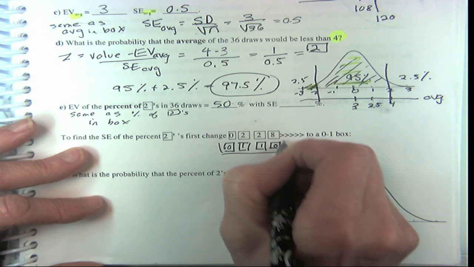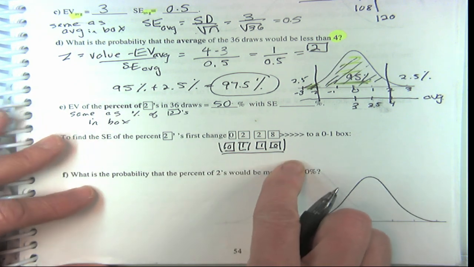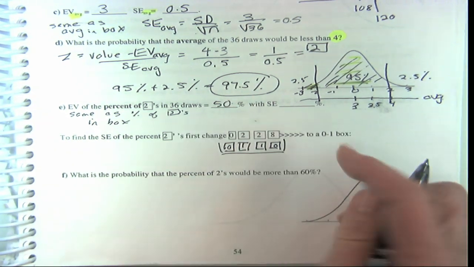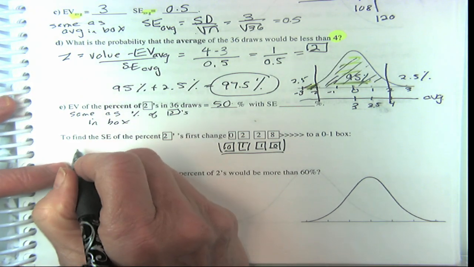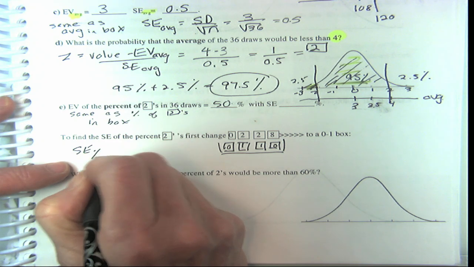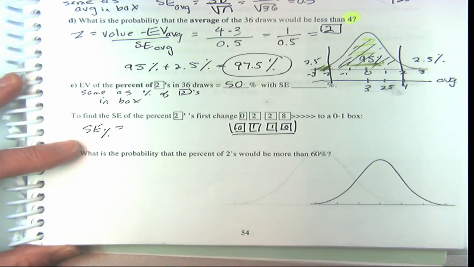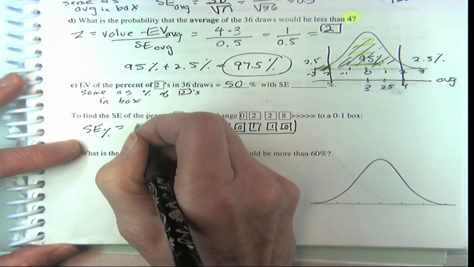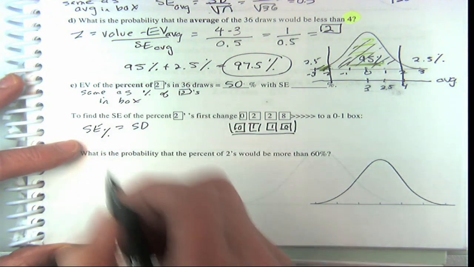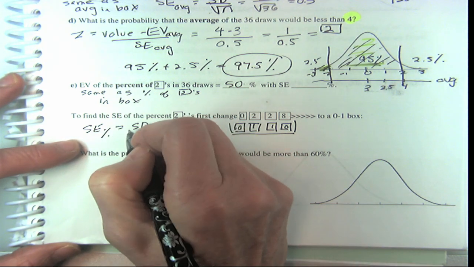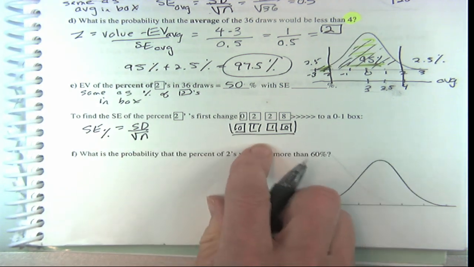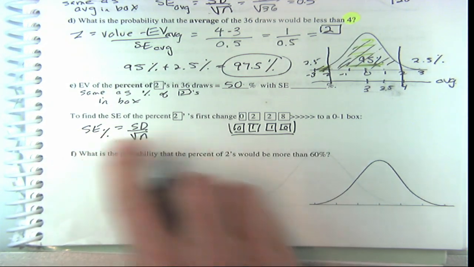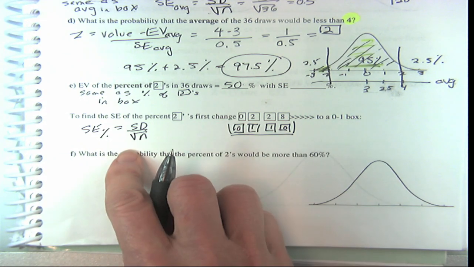So that's your new box, and it's just 50% 1's and 50% 0's. 50%, but what's the standard error? Well, remember what the standard error for the percent is. Again, standard error is standard deviation, right? Now, for percent, you divide by the square root of n. Percent is really just an average. It's like the standard error of the average for a box that just has 0's and 1's.